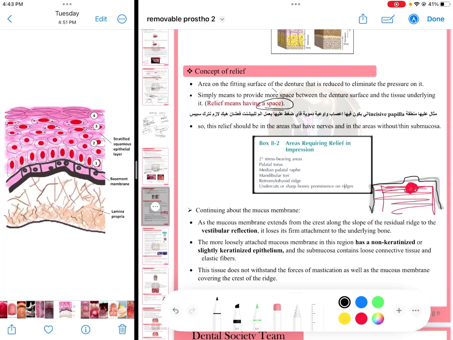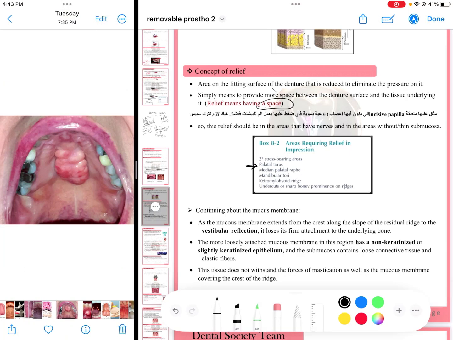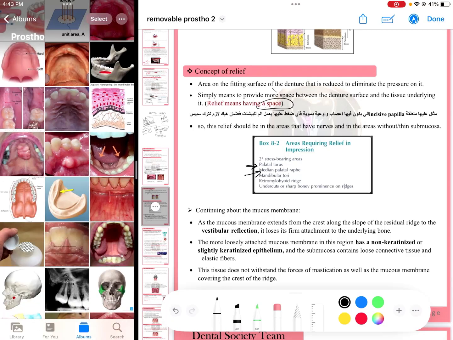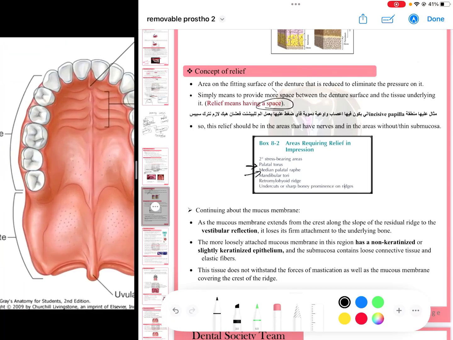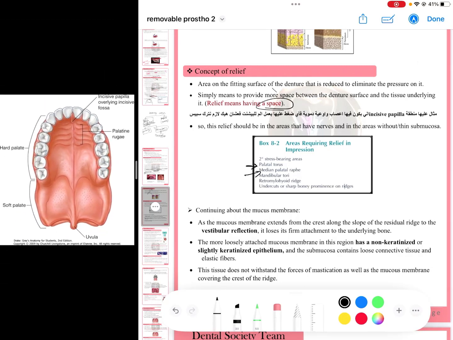Okay, so we have certain areas in the mouth that we have to relieve. What are these areas? For example, the palatal torus. This is a palatal torus. It's like extra bone in the palate, so we have to relieve it. We have the median palatine raphe. This is the median palatine raphe. It's the line that goes in the middle of the palate.